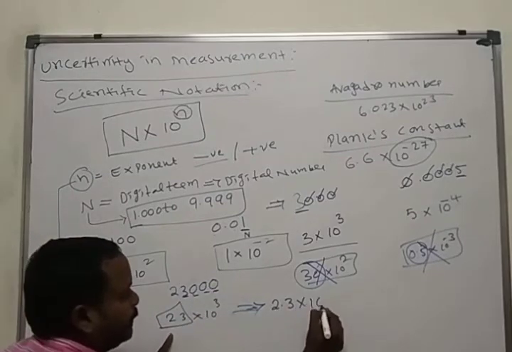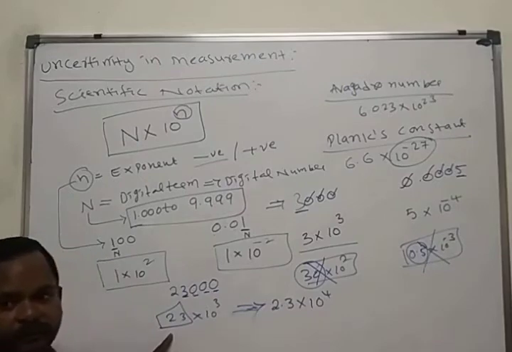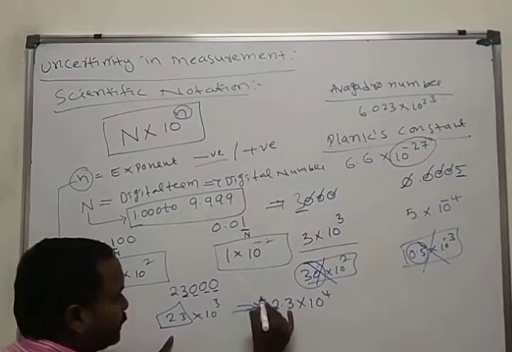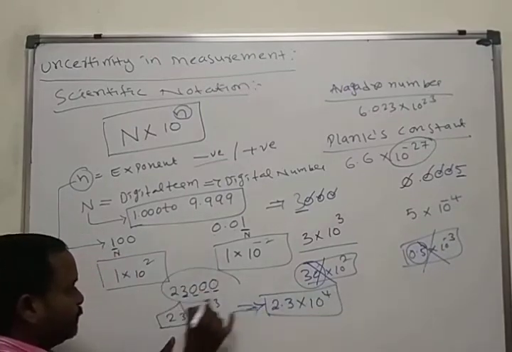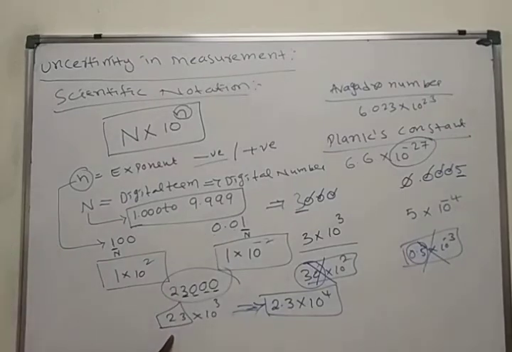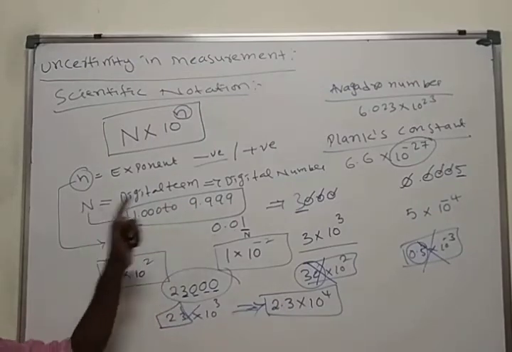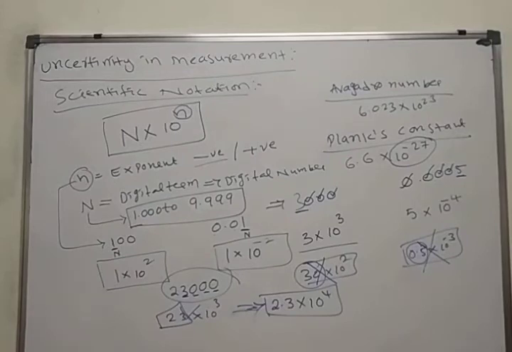10 to the power of 4. This is the scientific notation form of 23,000. Don't write 23 into 10 to the power of 3. It is wrong. Why is it wrong? 23 is not included in the digital number. So write 2.3 into 10 to the power of 4 only.